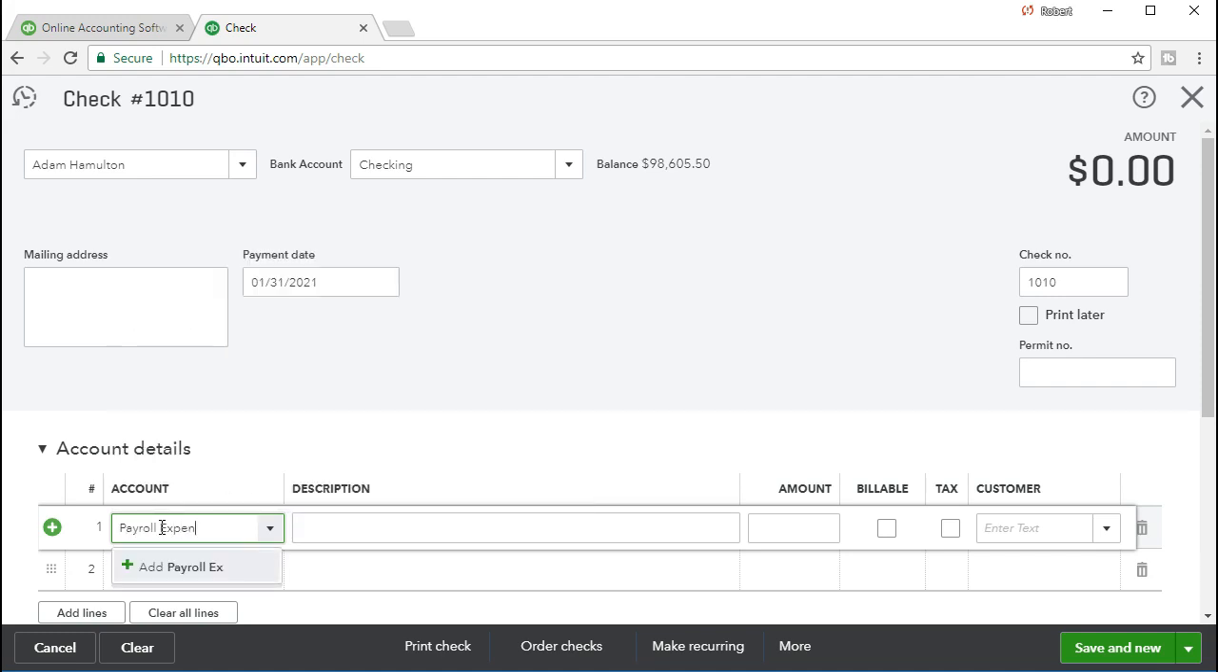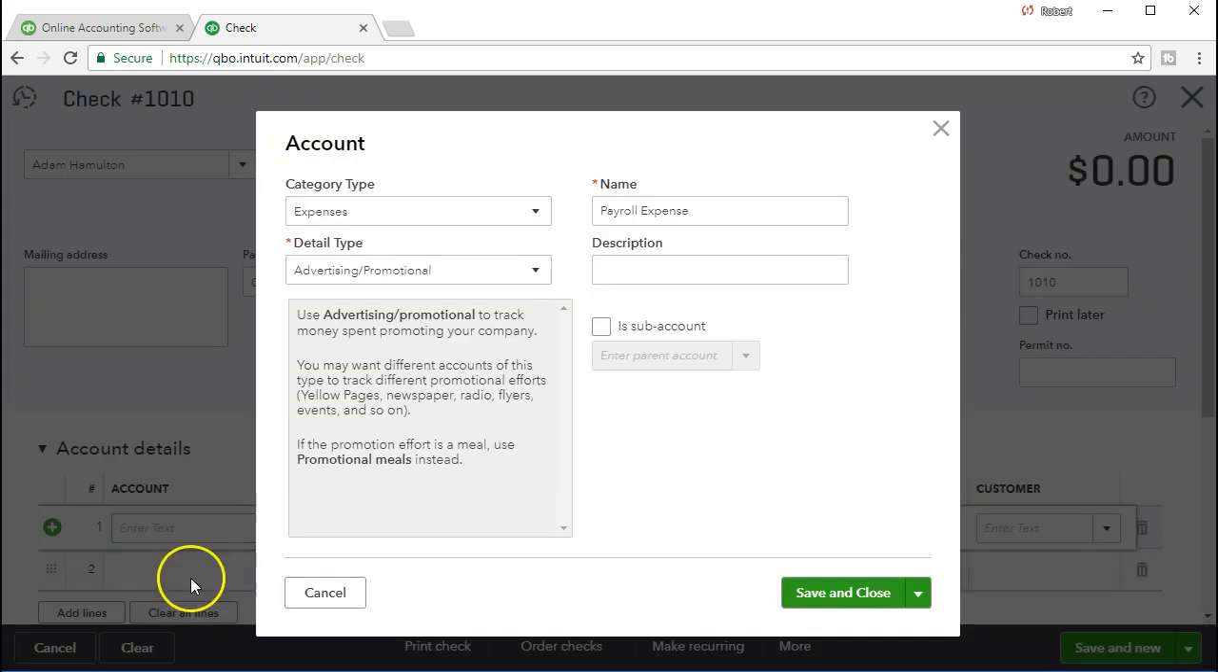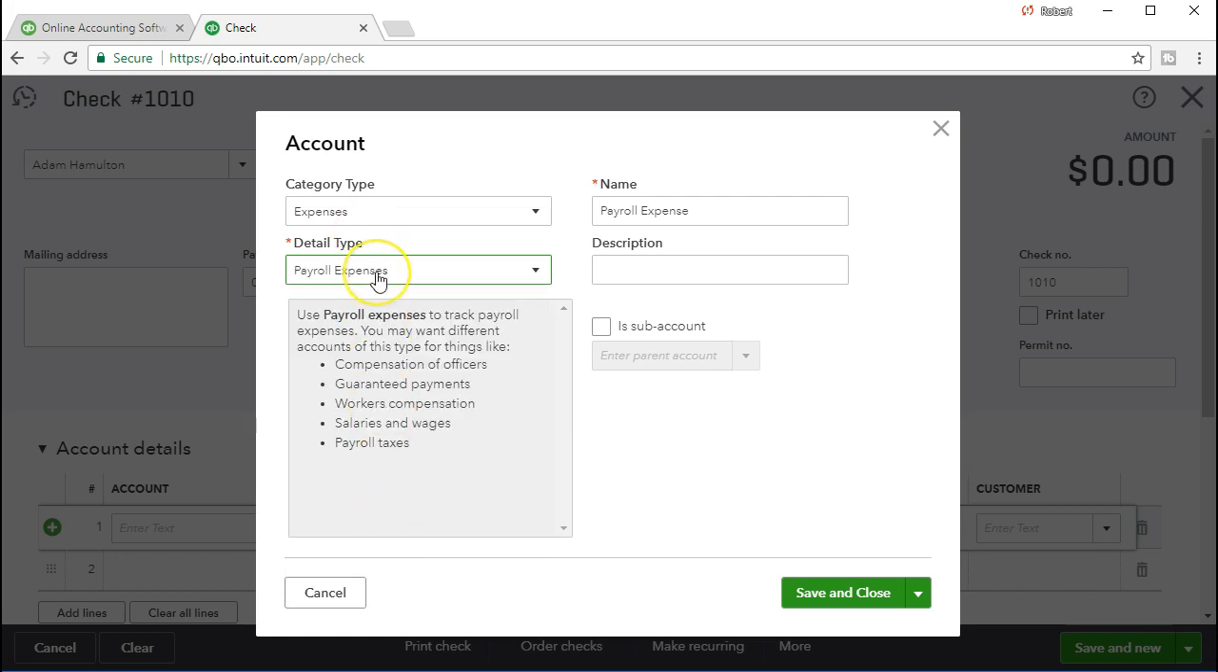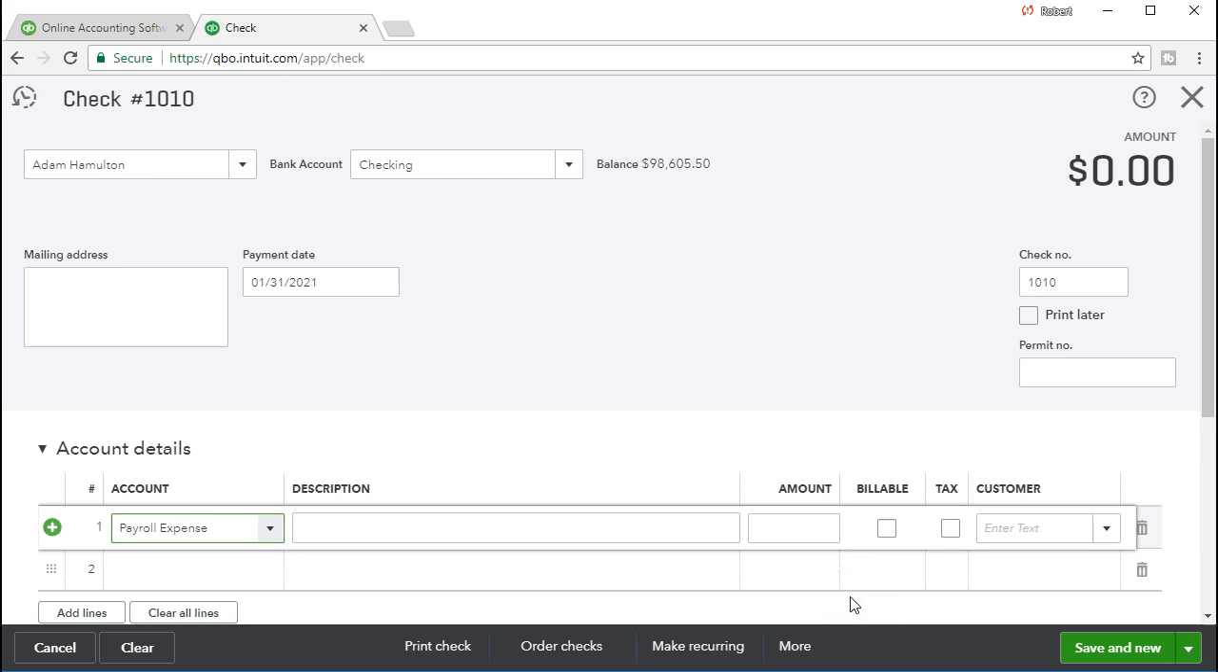Payroll expense. Now, if we had payroll set up, it would generate the payroll expense for us, but we don't have it set up, so we're going to add the payroll account. We're going to say that the detail type is a payroll expense account, so it's an expense, and then a payroll expense account, and we'll keep the name payroll expense, no description, no subcategory, and save and close. So there's our item. Description, we might want to put the pay date and whatnot on there. I'm not going to put any description, however, here.